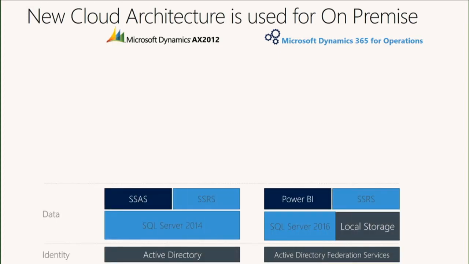The data stack is SQL Server 2016, and it uses local storage. So you can configure the local storage to be S2D and have this storage virtualization enabled. The BI reporting stack is SSRS. We have still not enabled Power BI yet, but we are looking at how you can use your Power BI license to work with your on-premises data.